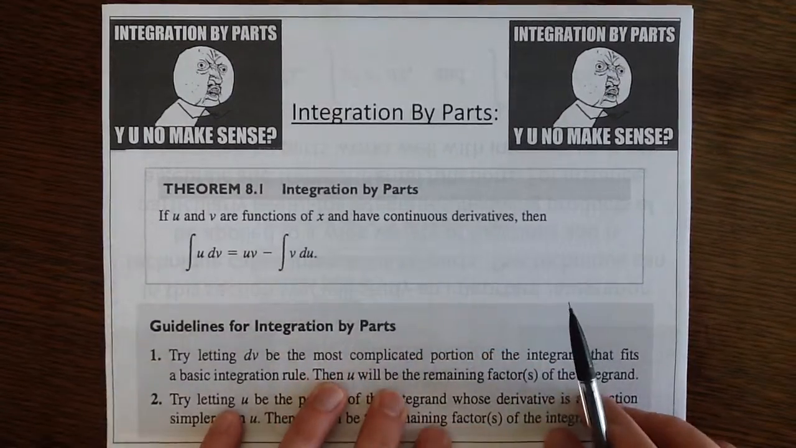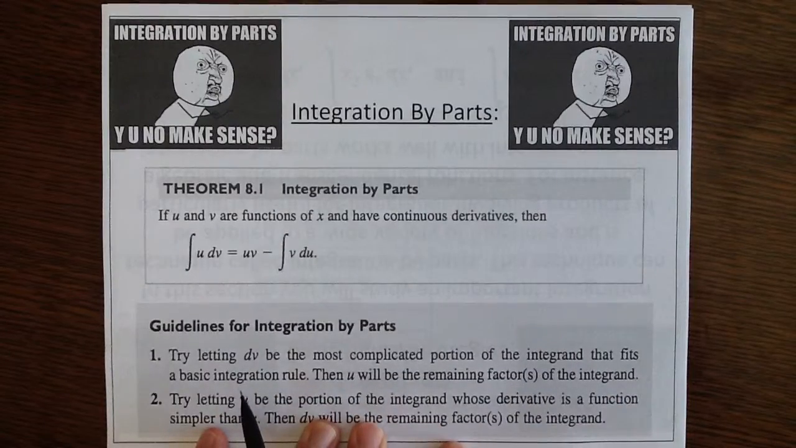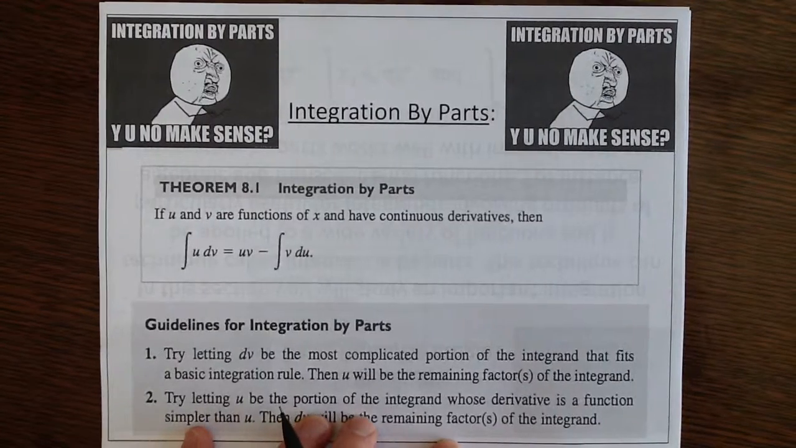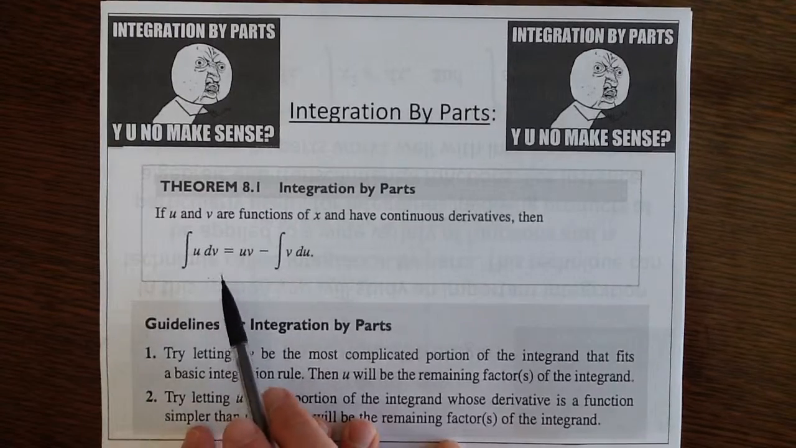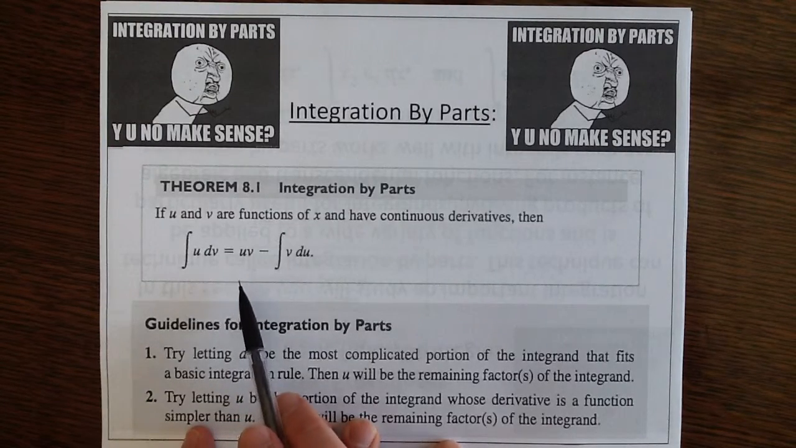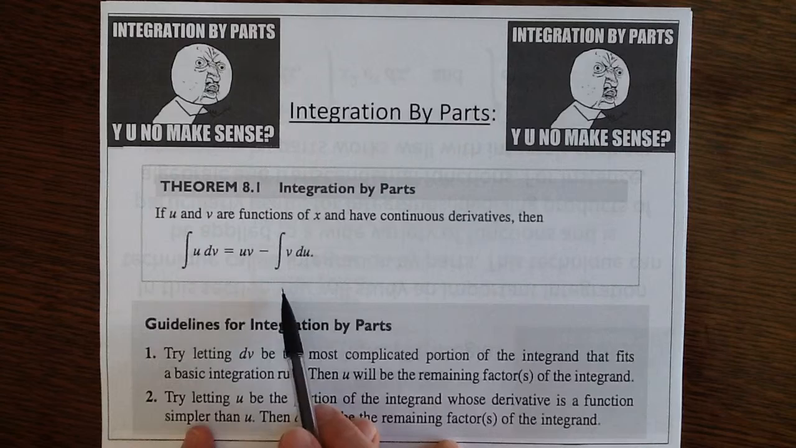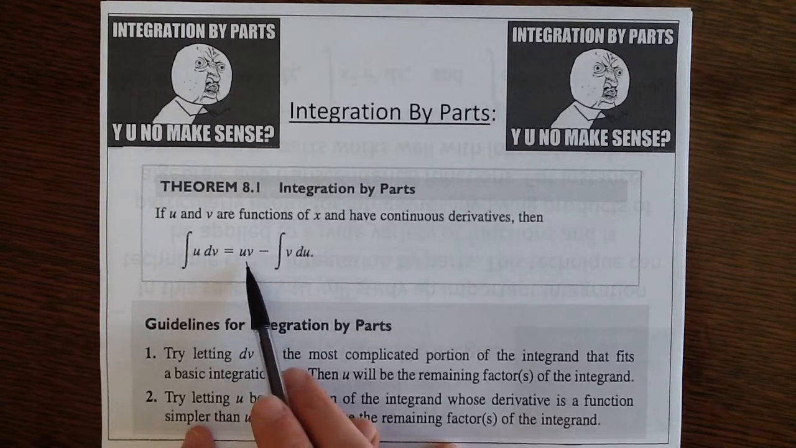The book's guidelines would say, try letting dv be the most complicated portion of the integrand that fits the basic integration rule. That's not necessarily wrong, that's how I was taught, but I think there is a better way to go about it. So remember this formula, that the integral of u dv is equal to uv minus the integral of v du. Especially this uv part.